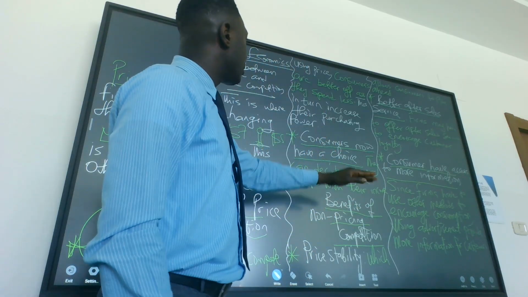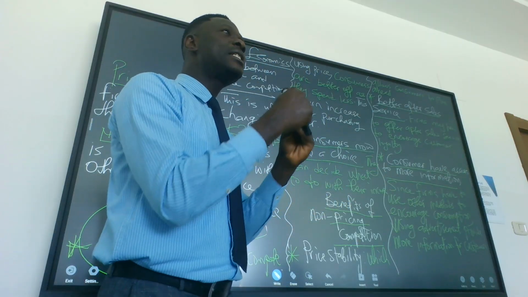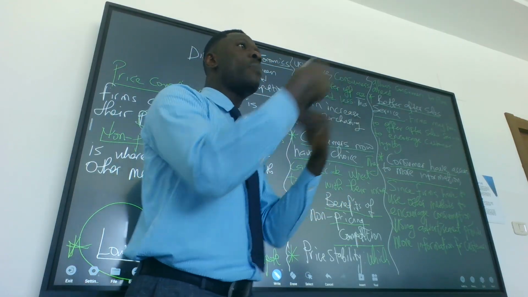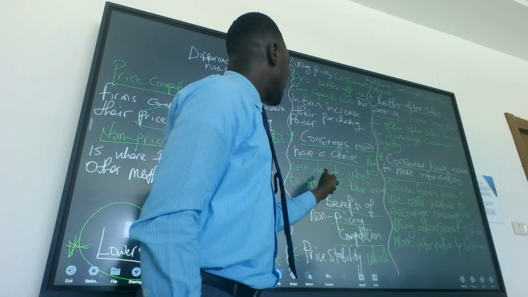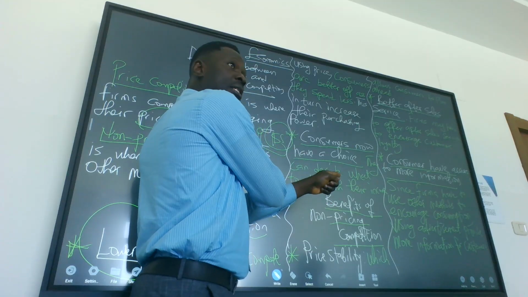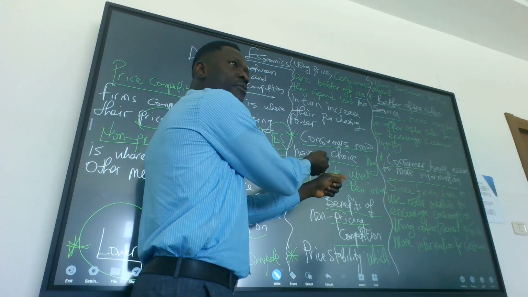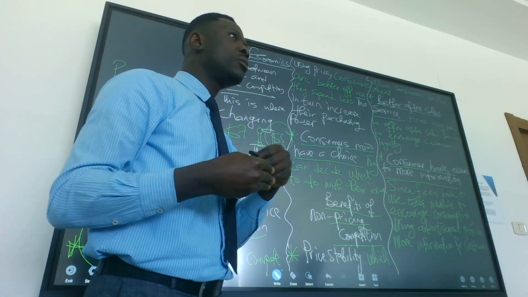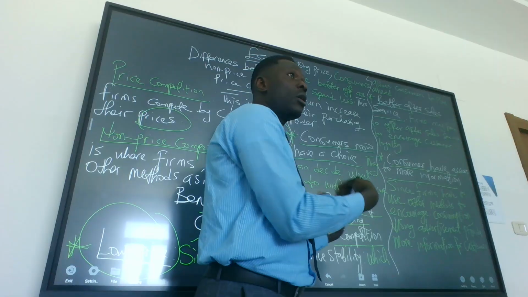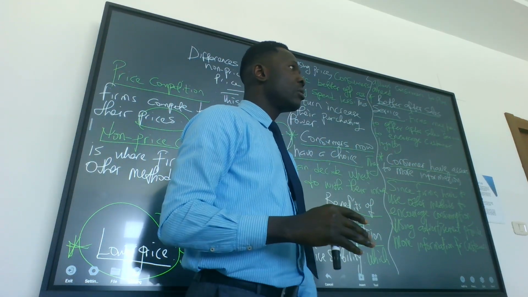The second one, consumers now have a choice with firms charging lower prices. They can decide what to do with their income. Now you have $2 left from this. Instead of paying $7, you are paying $5. You have an additional $2 with you. You can decide to buy more or buy something else because you have more money. Do you understand the choice here?